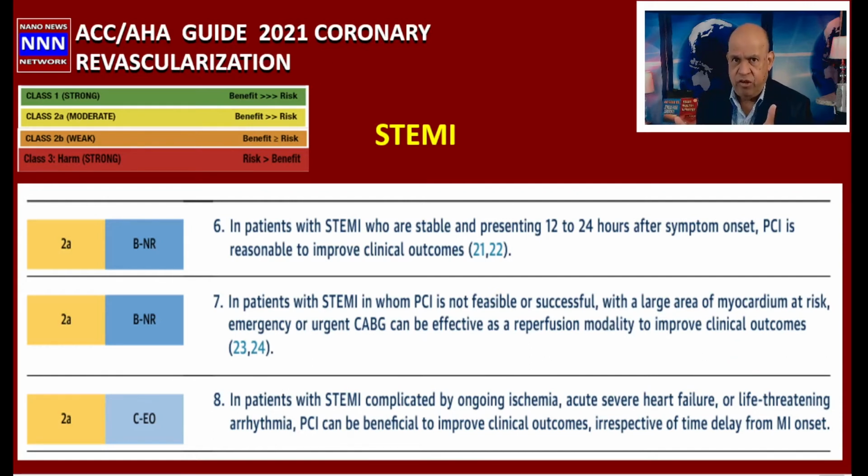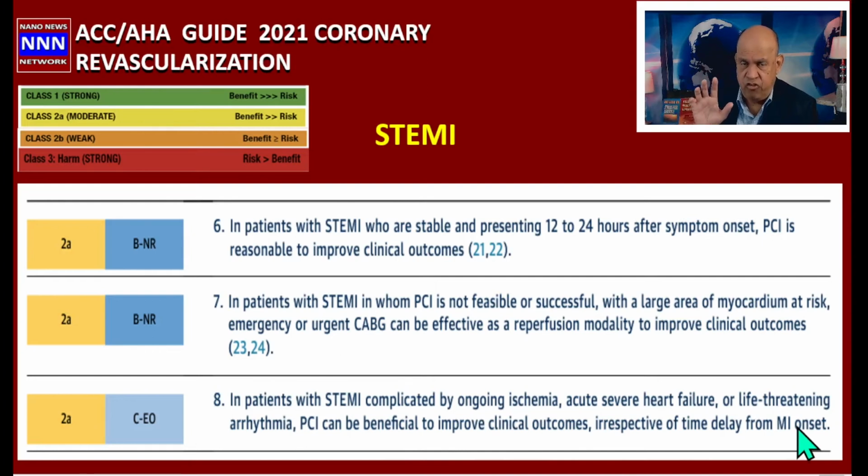So if somebody has PCI and they are not successful, and if let's say this is an LAD lesion and it involves a large area of the myocardium, then I think it is reasonable to do the coronary artery bypass surgery in that patient to improve the myocardial perfusion, improve the left ventricular function, and perhaps alter the long-term prognosis. In patients with complicated ongoing ischemia or acute heart failure, life-threatening arrhythmias, PCI can be beneficial to improve outcomes irrespective of the time of the onset of MI.